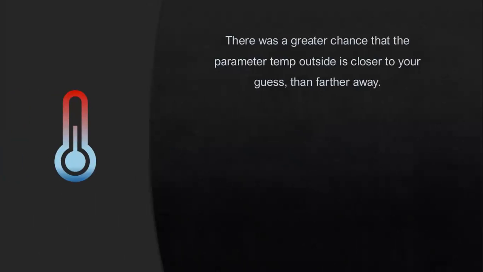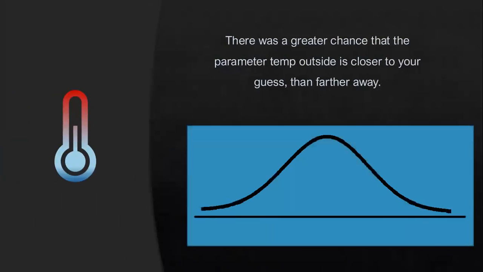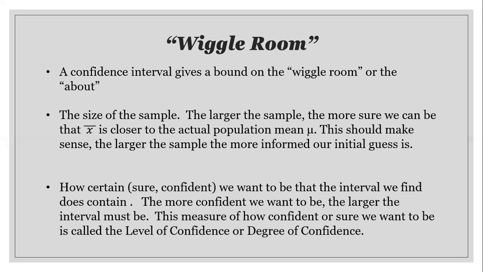So there was a greater chance that the parameter temp outside is closer to my guess than farther away, right? I wouldn't have guessed 50 unless I thought it was really close to there. This is described by our normal curve, right? If I center the curve at 50 degrees, I can see that the bulk of my guess, 68%, is within whatever a standard deviation is, right? As I get further away from my guess, it's less likely. So the wiggle room is what this is all about.